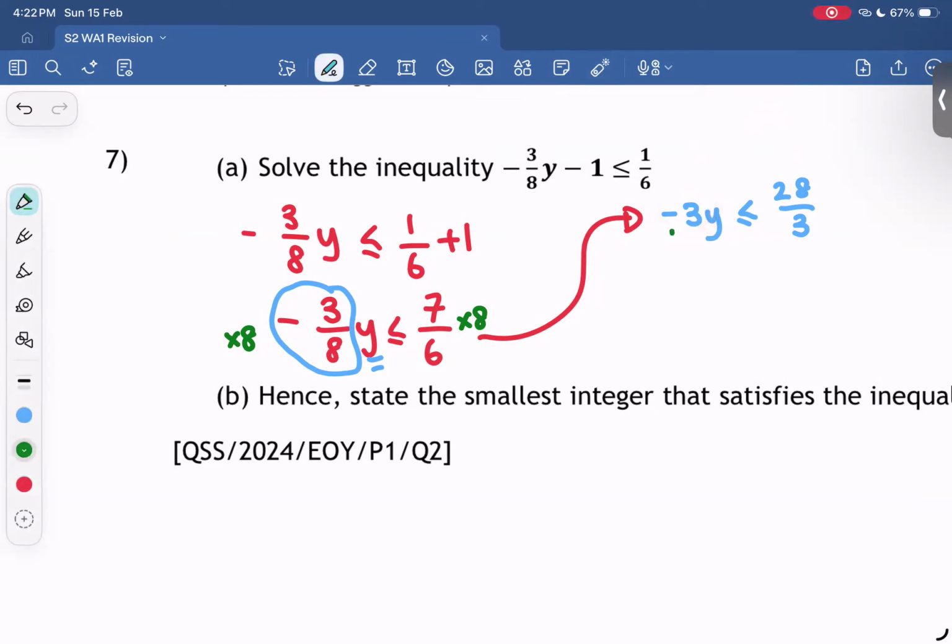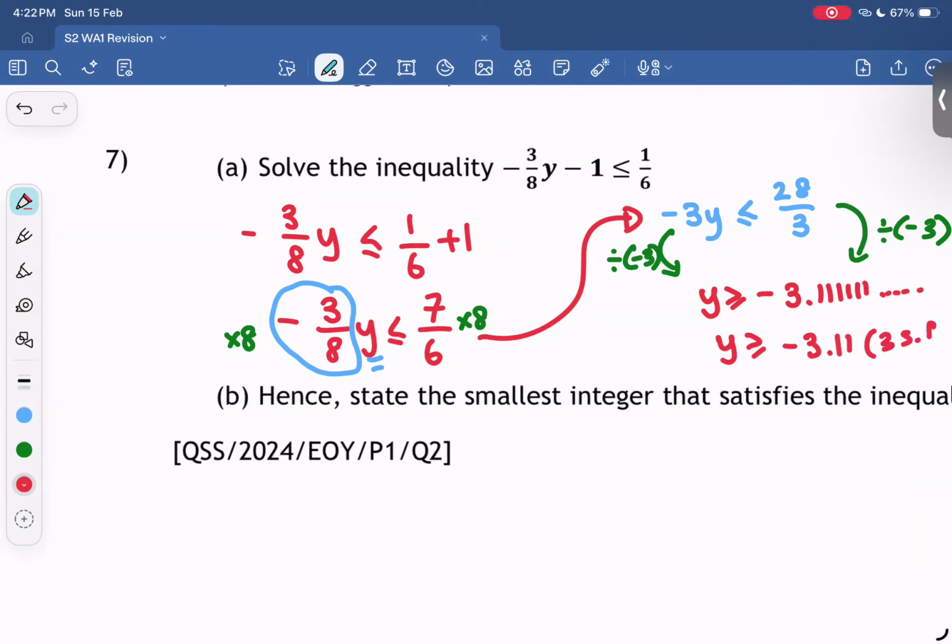So what I'm going to do this time is I'm going to divide with -3 and divide with -3. So remember, when I divide with a negative number, I need to flip my sign. So it will be y being more than or equals to 28 over 3 divided by -3, I will get negative 3.1111111 over and over again. So my y must be more than or equals to -3.11. Just round off to 3SF.